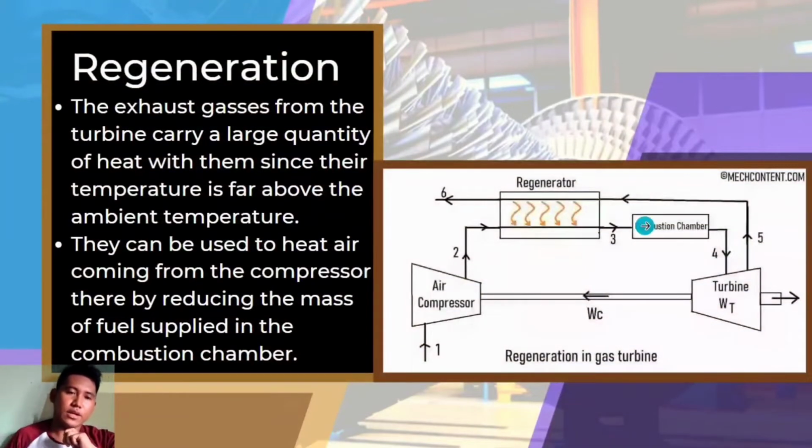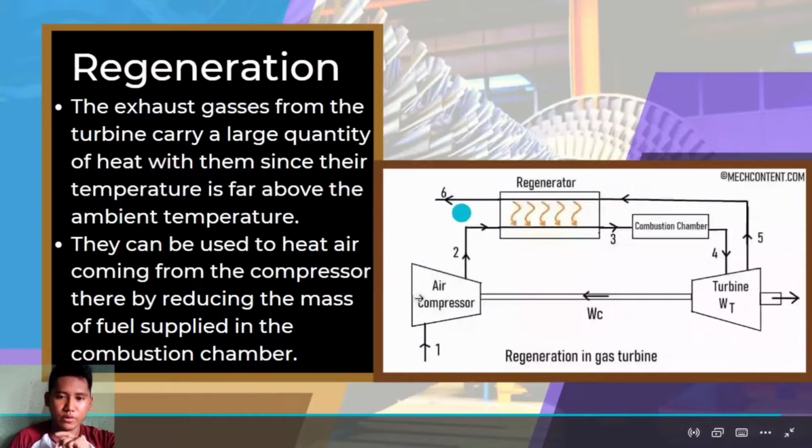Regeneration. The exhaust gases from the turbine carry a large quantity of heat with them since their temperature is far above the ambient temperature. They can be used to heat air coming from the compressor, thereby reducing the mass of fuel supplied in the combustion chamber.